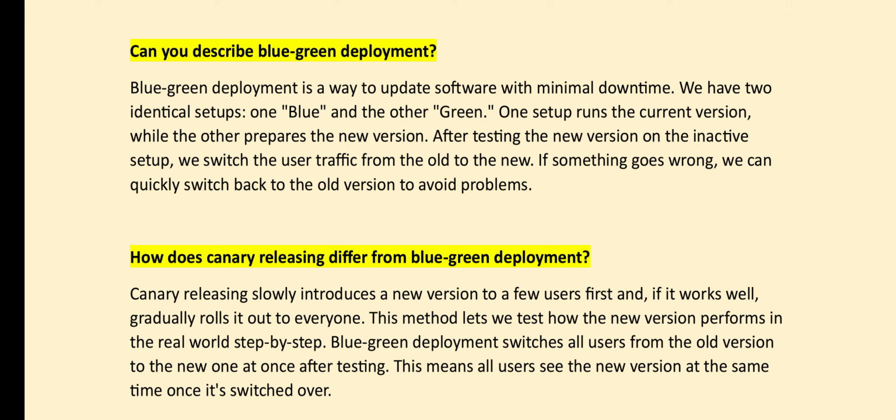How does canary releasing differ from blue-green deployment? Canary releasing slowly introduces a new version to a few users first, and if it works well, gradually rolls it out to everyone. This method lets us test how the new version performs in the real world step by step. Blue-green deployment switches all users from the old version to the new one at once after testing. This means all users see the new version at the same time once it is switched over.